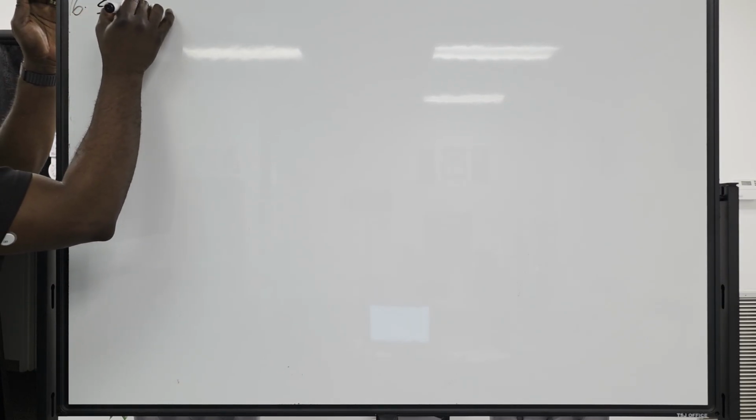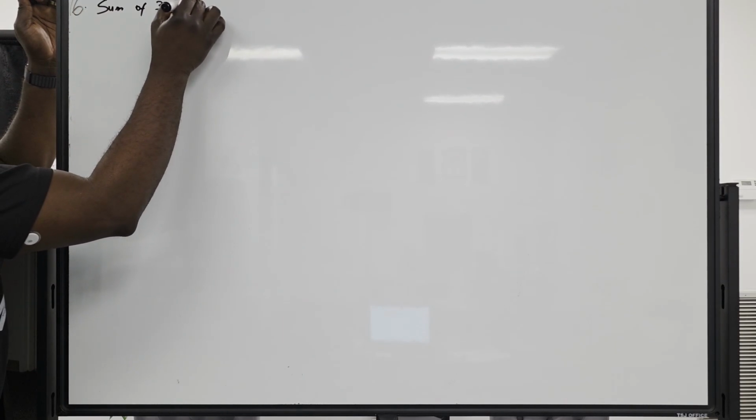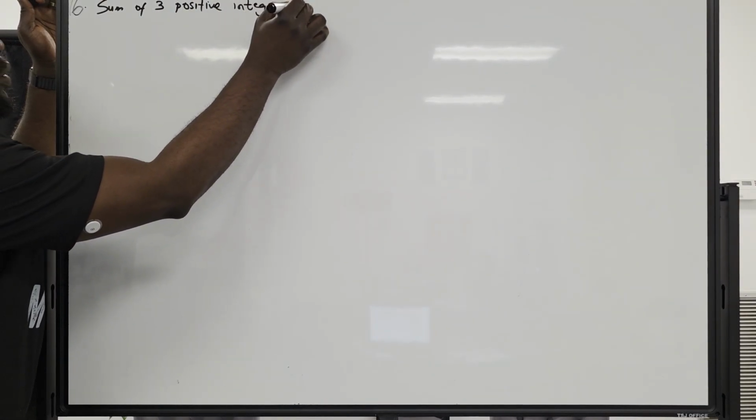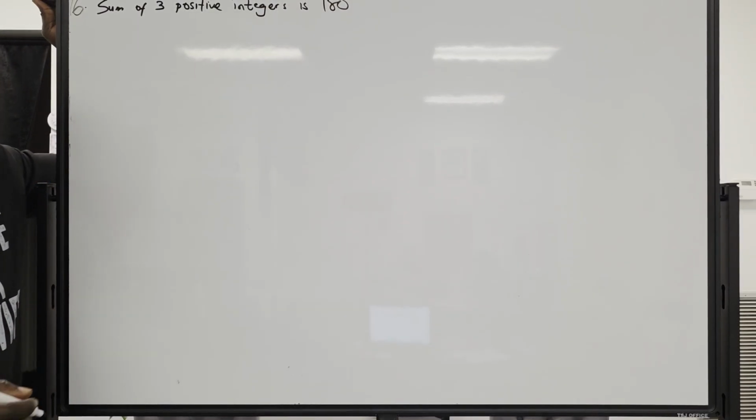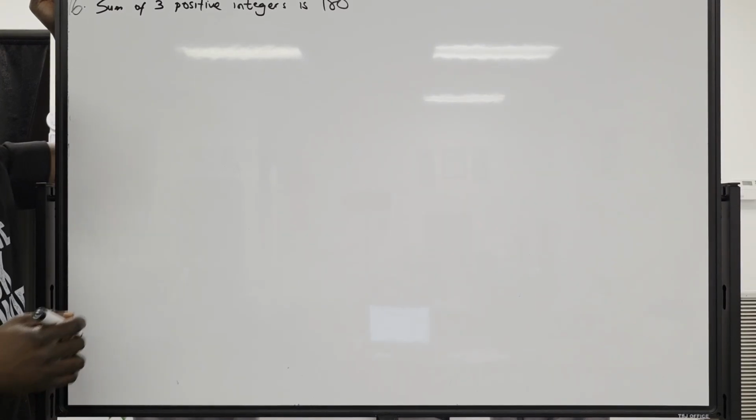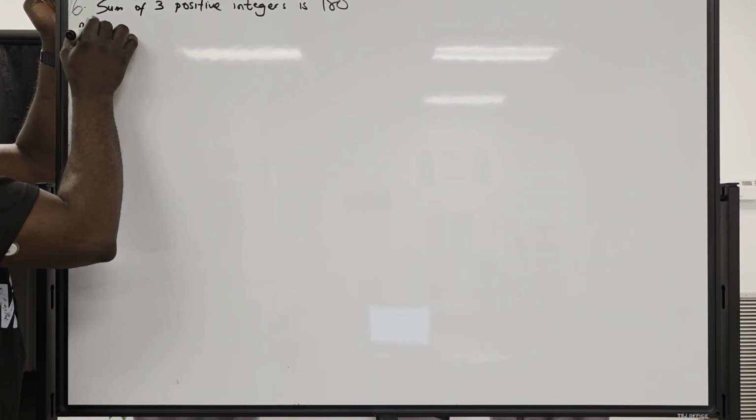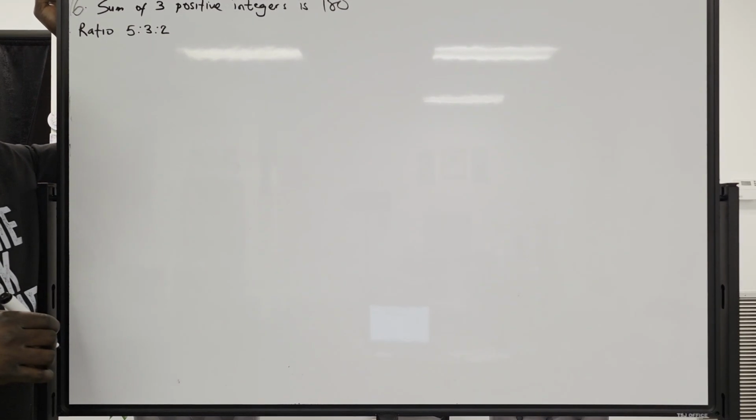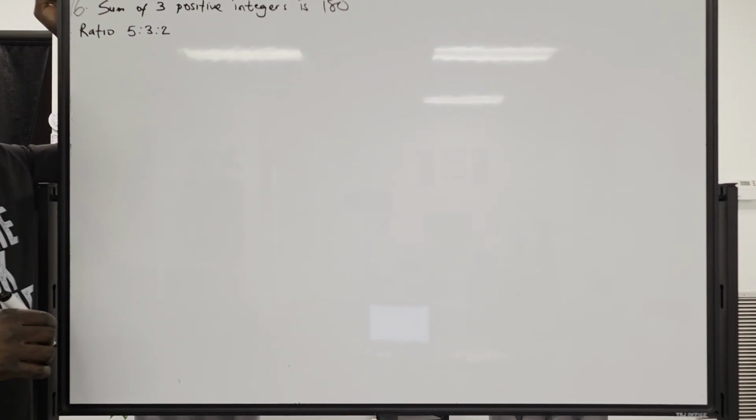Question 16 says the sum of three positive integers is 180, and the ratio of the integers is 5:3:2. What is the value of the smallest of the integers?